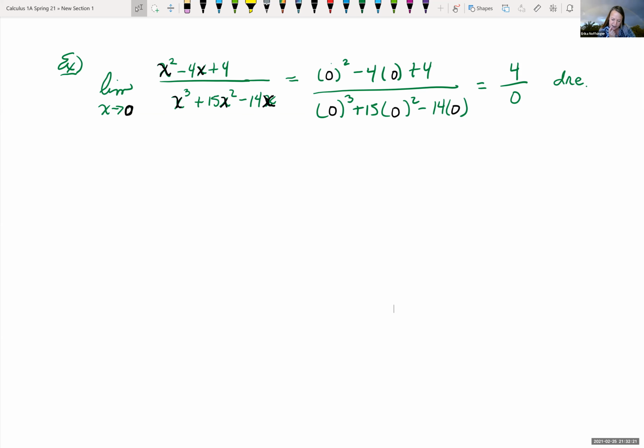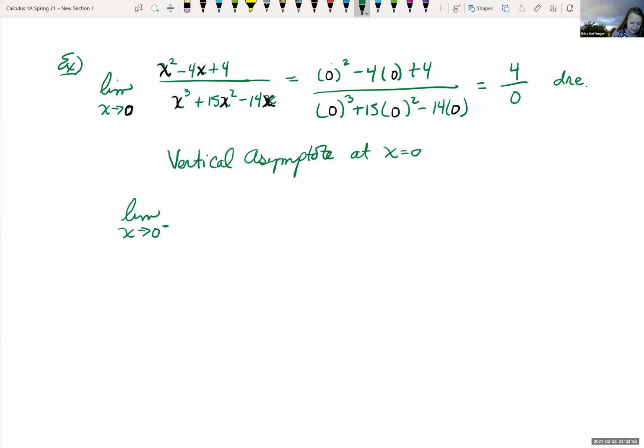So this is not defined. It doesn't exist. If you realize, x equals 0 sets the denominator equal to 0, but not the numerator. Remember that tells us that we have a vertical asymptote at x equals 0. But sometimes, even though we have a vertical asymptote, we want to know what's going on with the graph there. So let's think about this as x is approaching 0 on the left-hand side.